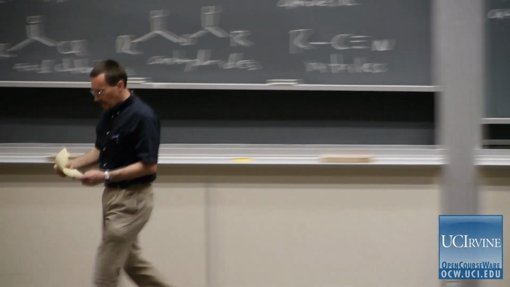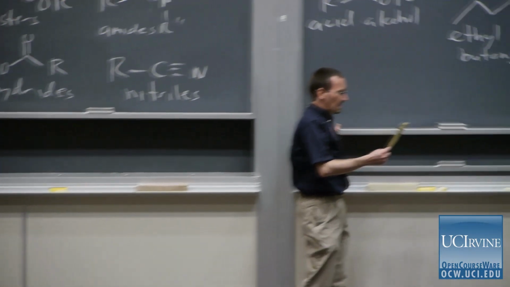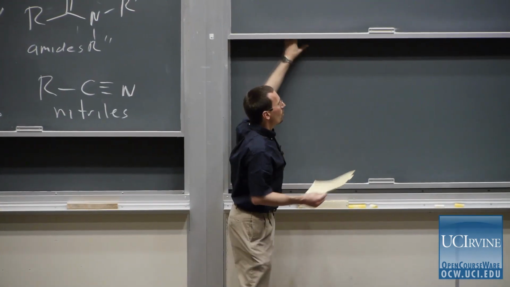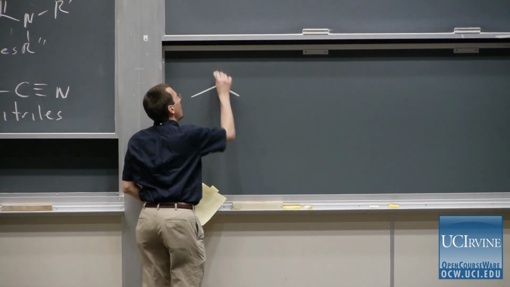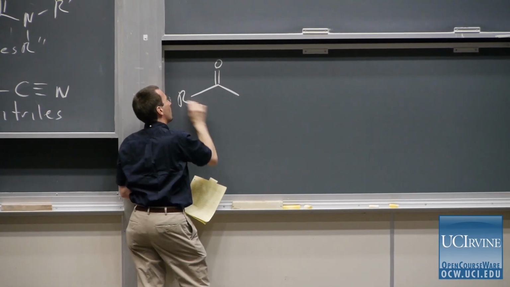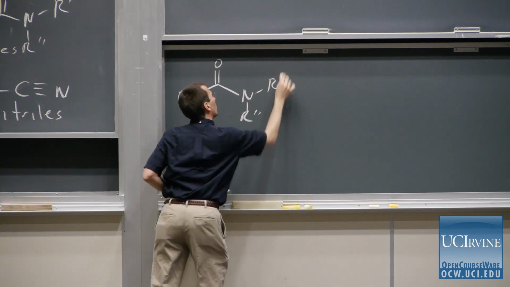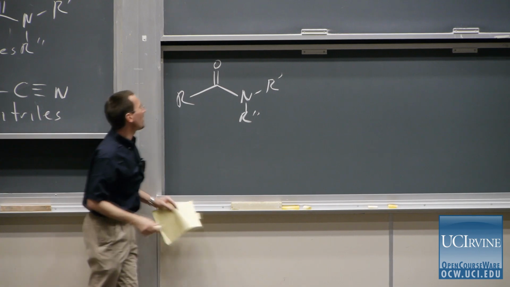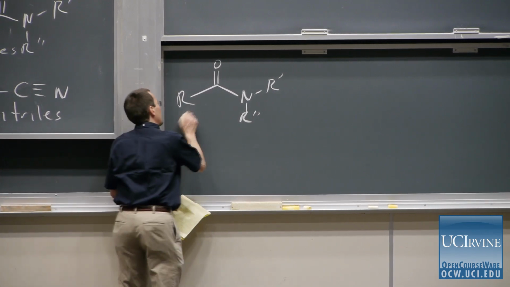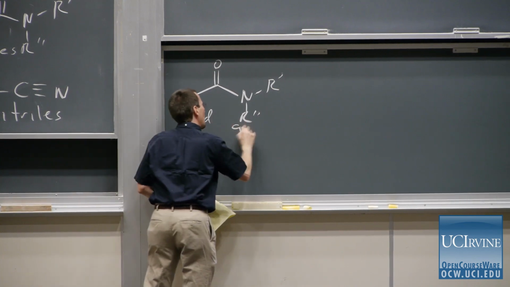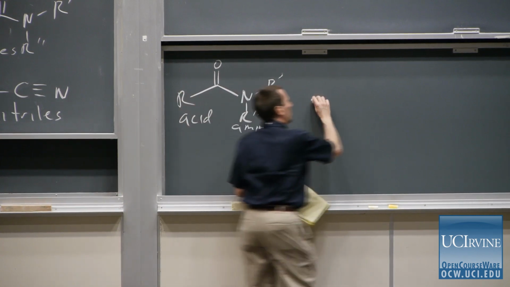For amides, a lot of the thinking is kind of similar. We have two components, and we recognize here's our amide. And so we have a component that came from the acid and a component that came from an amine or ammonia. And so I'll give us a couple of examples here.